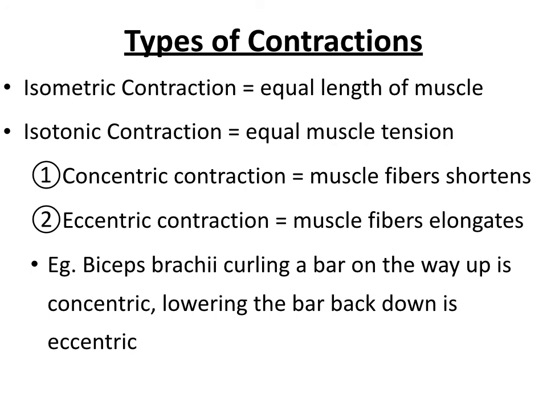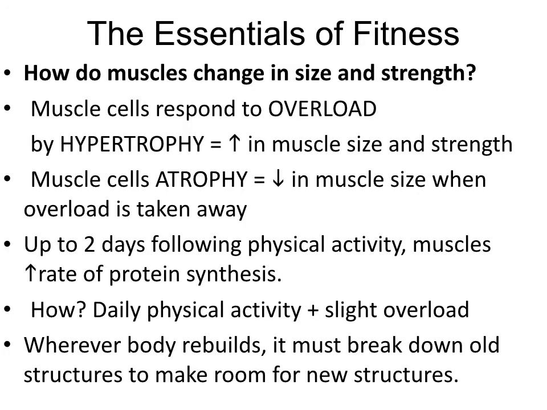Concentric contraction is when you're going up. For example, if you've got dumbbells or a curling bar in your hand and you bend your elbow all the way up, you flex the elbow, that's called a concentric contraction. And if you slowly bring your arms back down, extend, that's called an eccentric contraction. That's the difference between those two. All right.